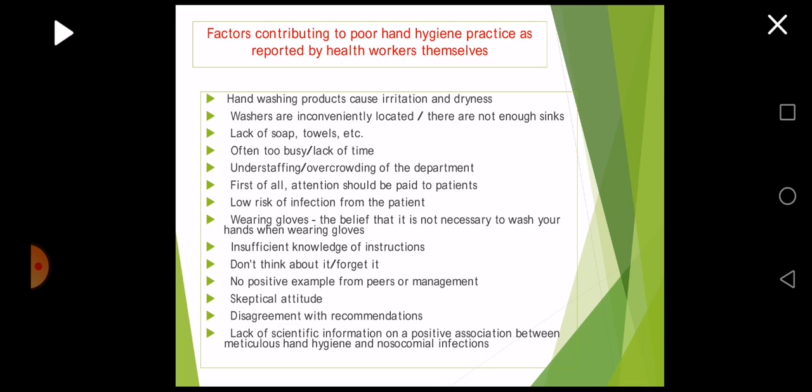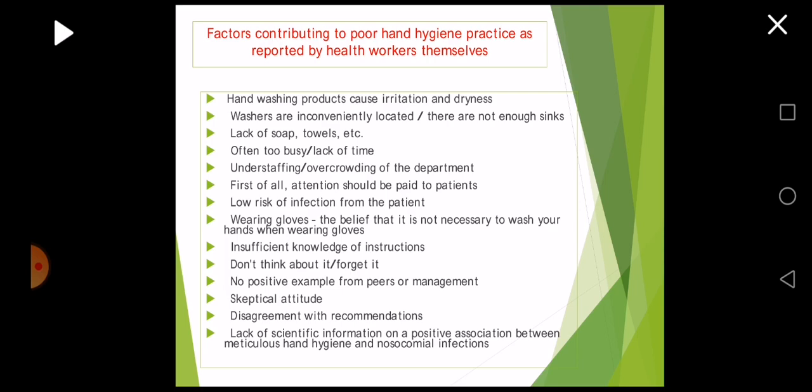Factors contributing to poor hand hygiene practice as reported by health workers themselves. Hand washing products cause irritation and dryness. Washbasins are inconveniently located. There are not enough sinks. Lack of soft towels. Often too busy. Lack of time.